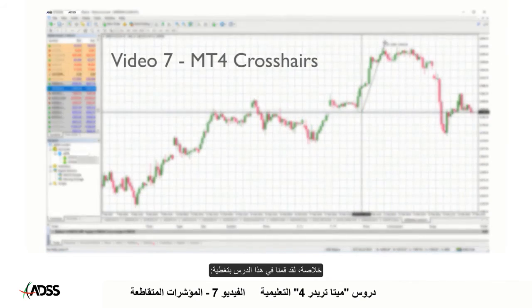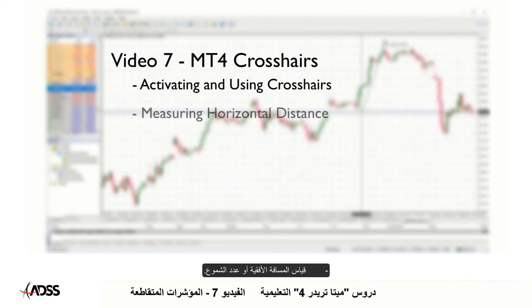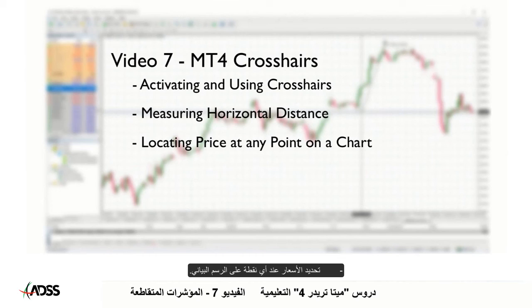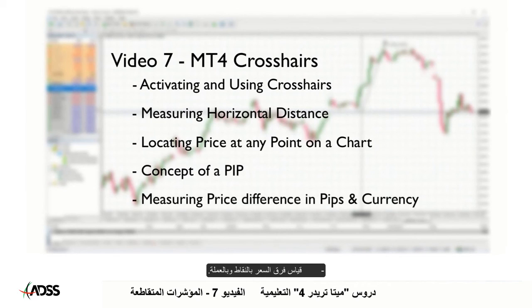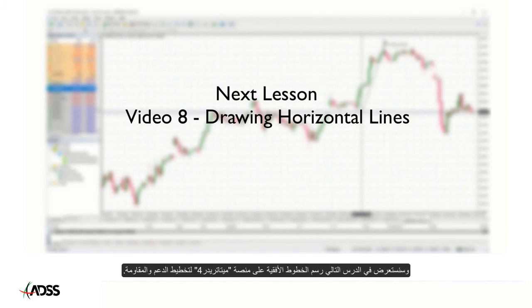To review, in this lesson we covered activating and using crosshairs, measuring horizontal distance or the number of candles, locating price at any point on a chart, the concept of a pip, and measuring price difference in pips and currency. In the next lesson, we will look at drawing horizontal lines on MT4 to plot support and resistance.